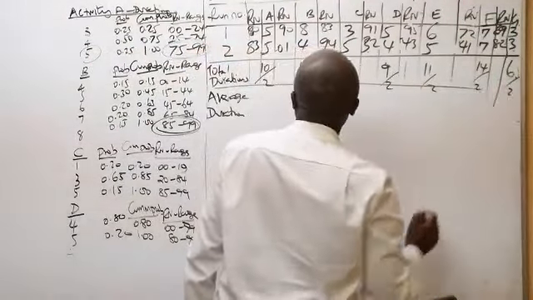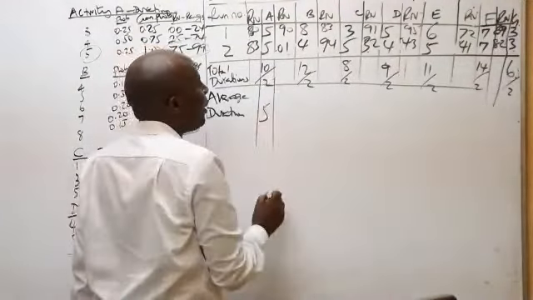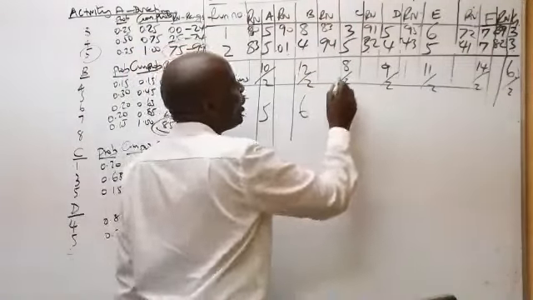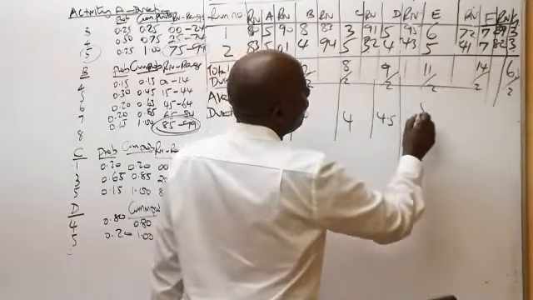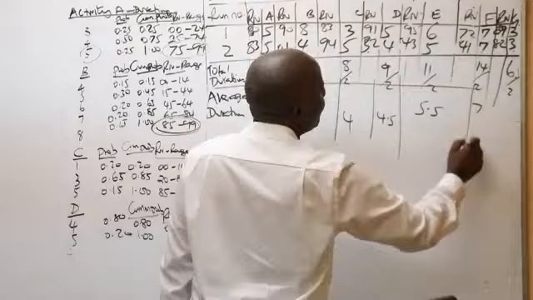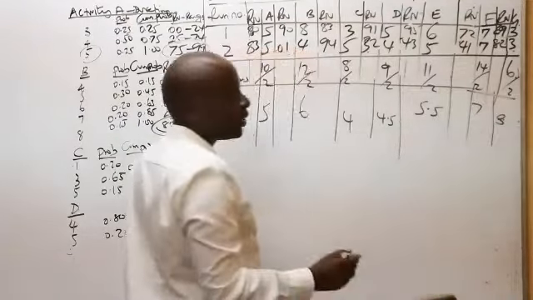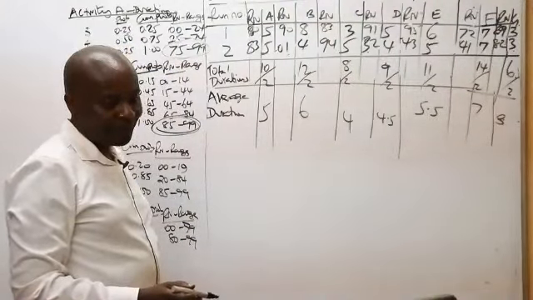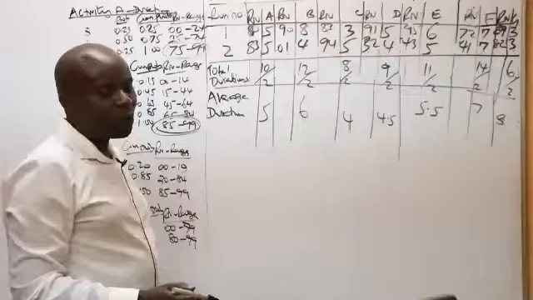And I know these very well. The average duration of the first one will be 5. The second average will be 6. The third one will be 4. This will be 4.5. This will be 5.5. This will be 7. And then lastly, we have 3. So those are the average durations.